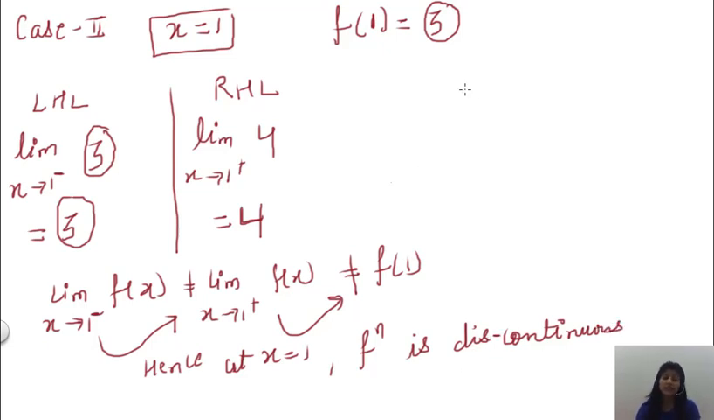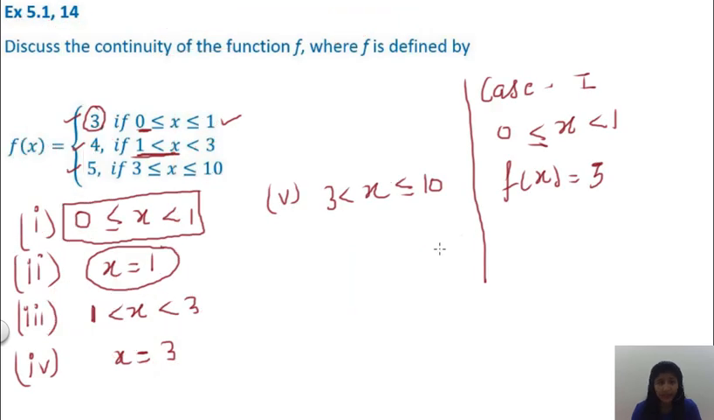Okay, now the third case that we are going to operate is this one. In the third, we have to check for the value between 1 and 3. Now, we don't need to solve for values between 1 and 3. As you can see, between 1 and 3, the value of the function is a constant number, which is 4. Hence, it will be continuous.